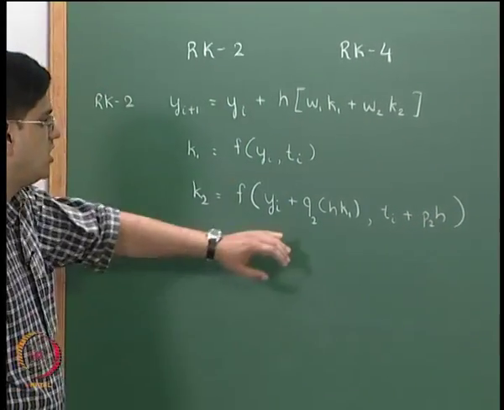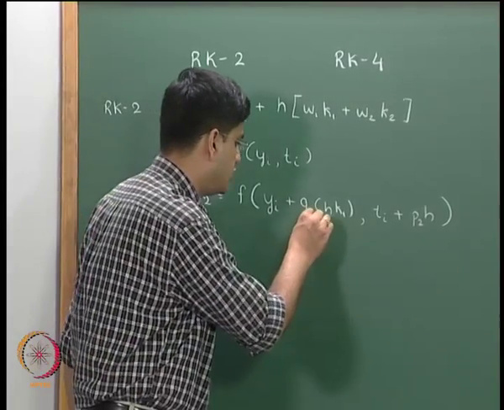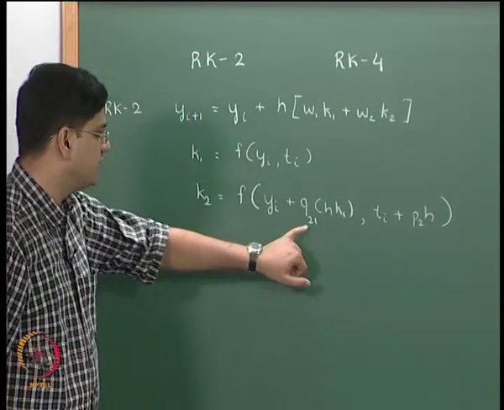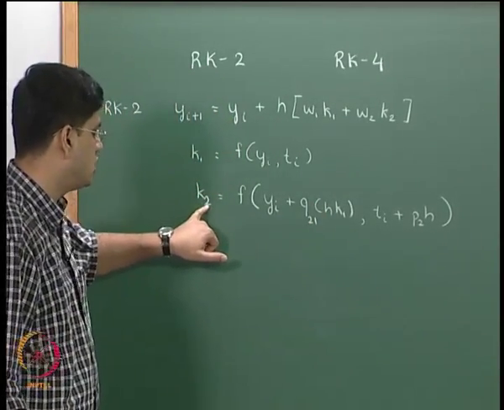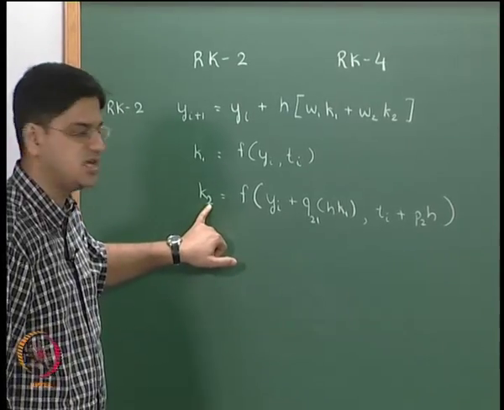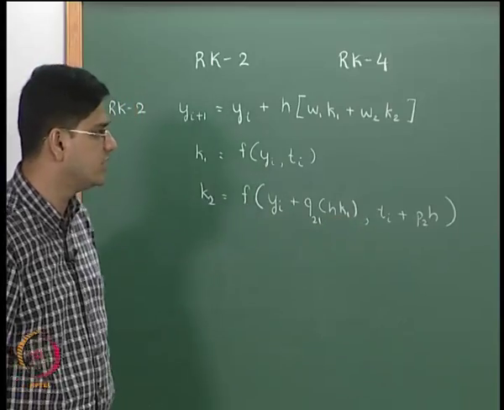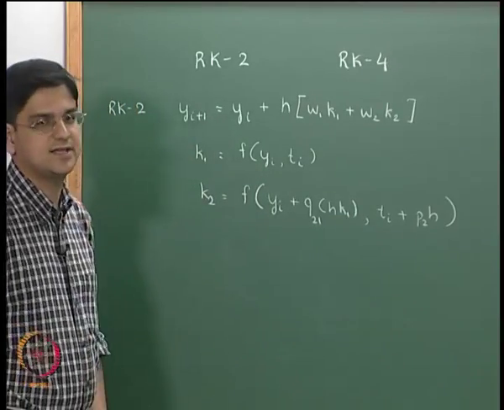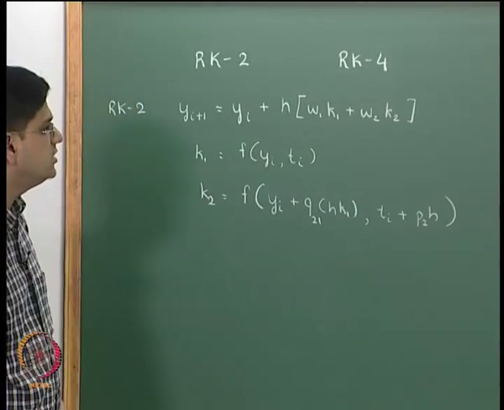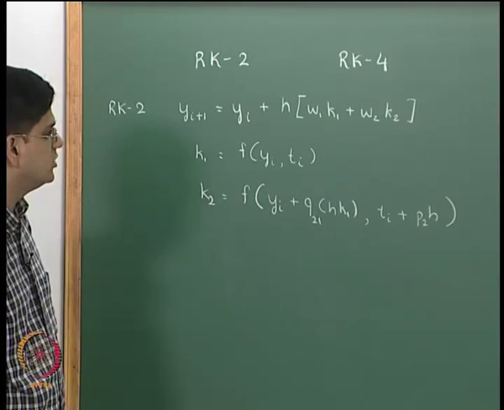Okay, q21 multiplied by h k1. This 2 corresponds to this particular 2, the same index, and this 1 corresponds to this index 1 over here. So this is an explicit RK2 method that we have over here.